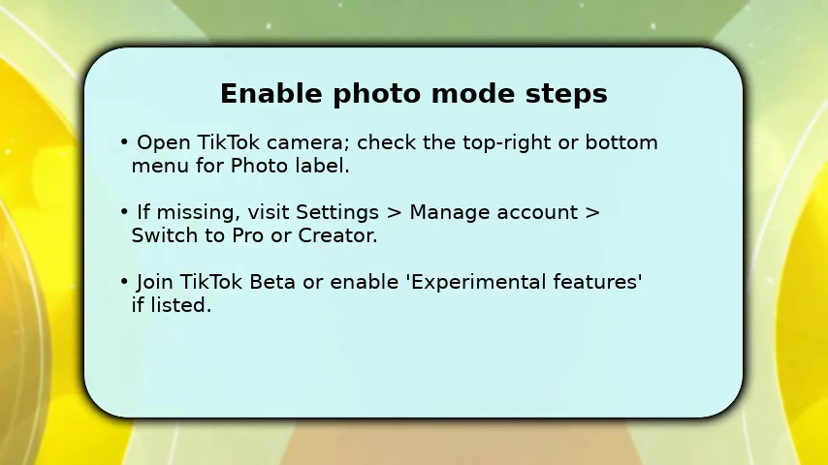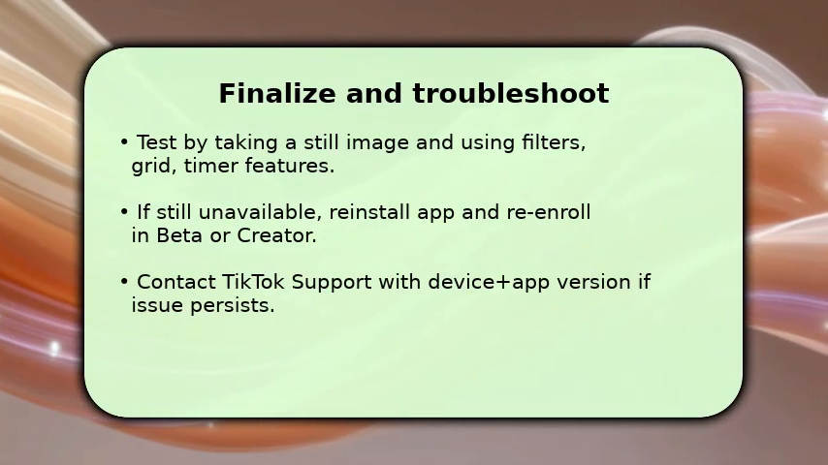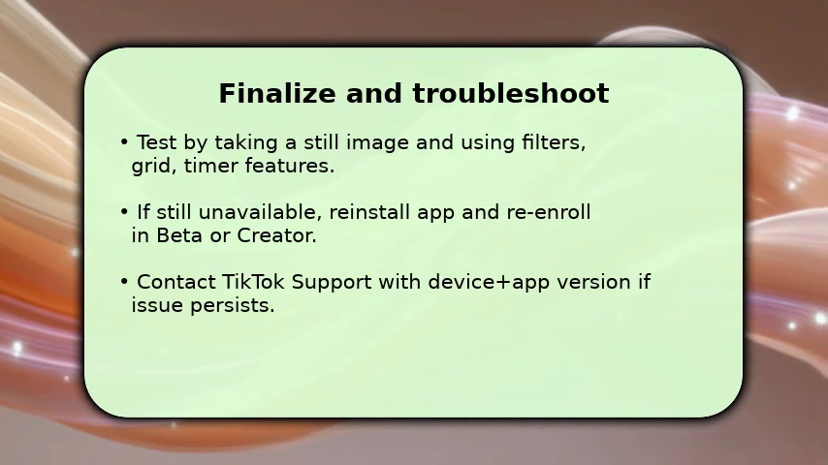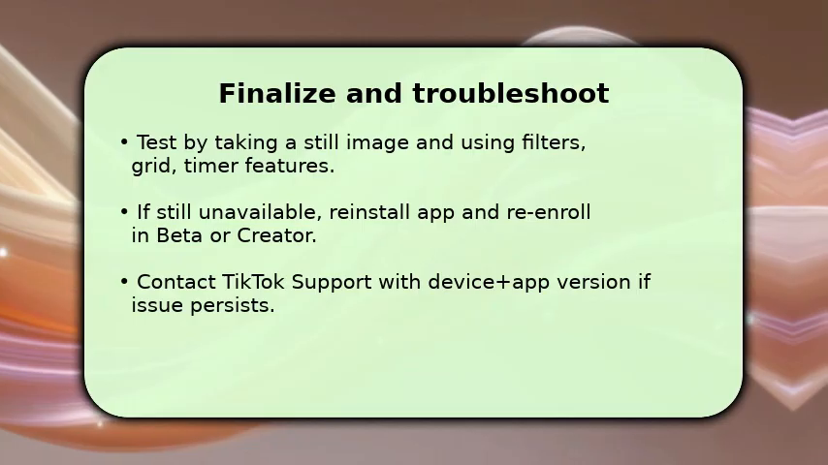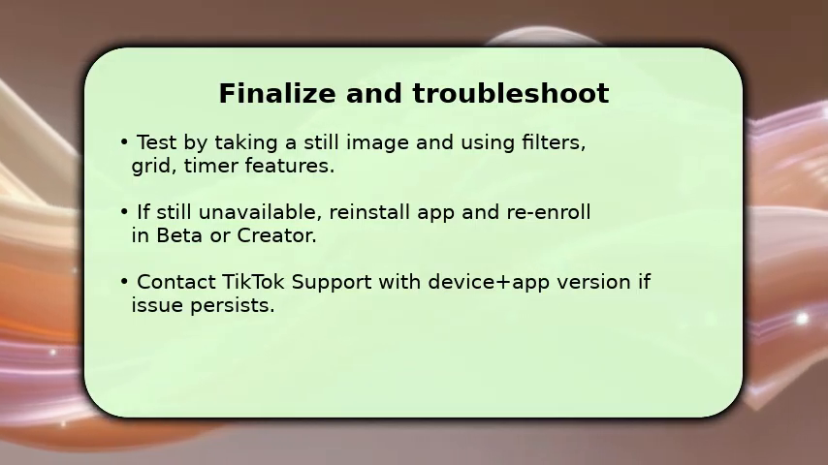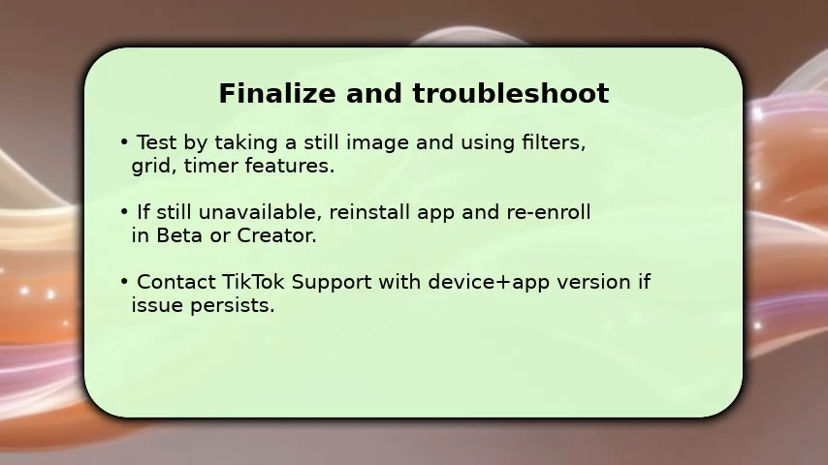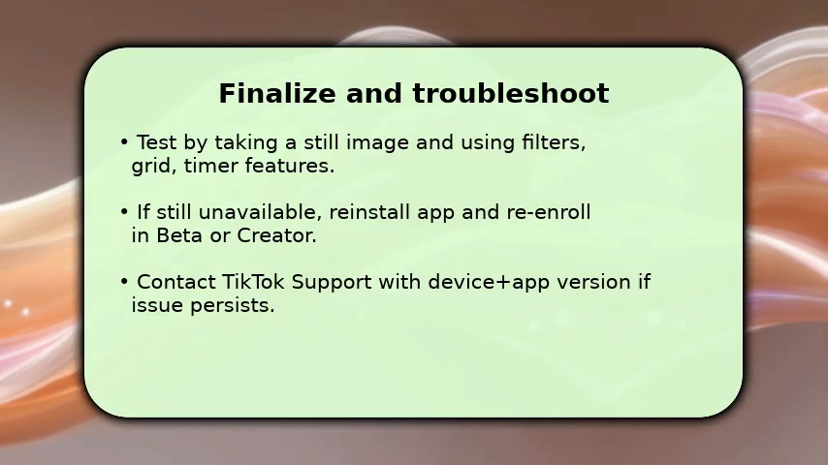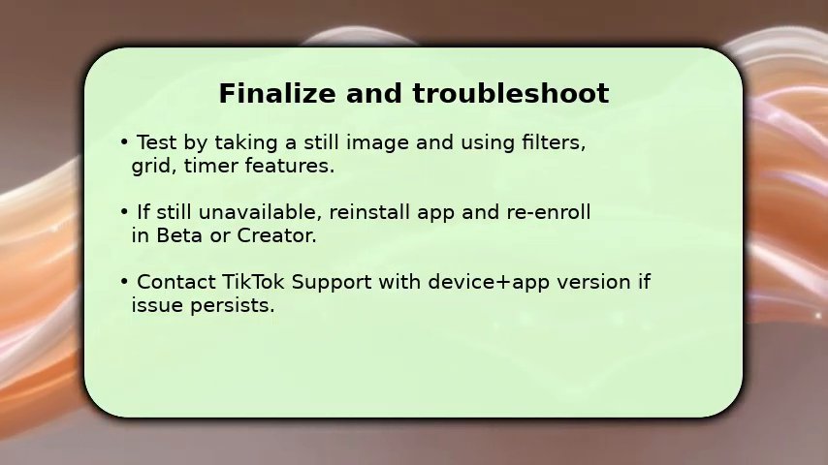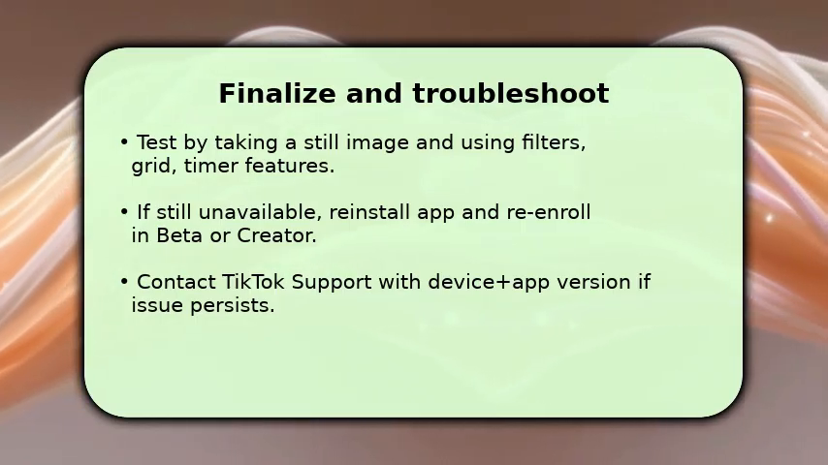Finally, you confirm functionality and resolve remaining issues. Use the camera to capture a still photo, test filters, timer, aspect ratio, and ensure the UI saves photos to your gallery. If photo mode still doesn't appear, uninstall and reinstall TikTok, rejoin the beta or creator account, and reboot the device. These steps refresh your feature flags. Troubleshooting tip: if all fails, send a support request including your app version, device model, and screenshots.